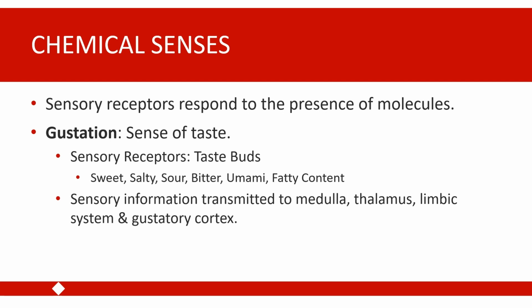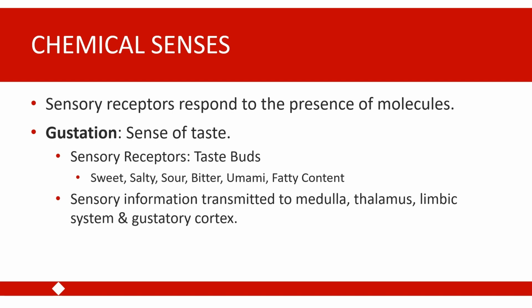Another characteristic is something called umami. This is a richness. It's sometimes described as a meaty flavor, even though not everything that is strong in umami is an animal product. And then finally, we also have taste buds that are responsive to the fatty content of food. So our sensory receptors for our gustatory sense transmit information up through the medulla to the thalamus.